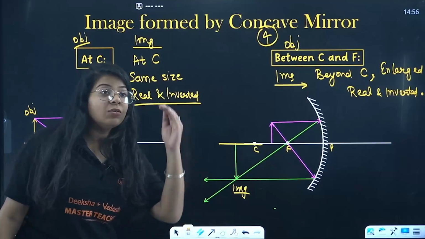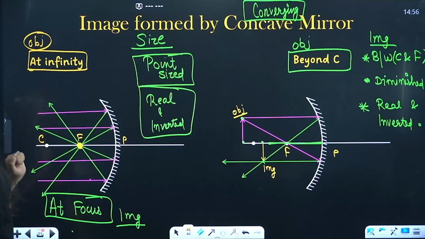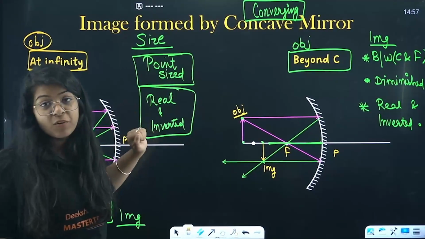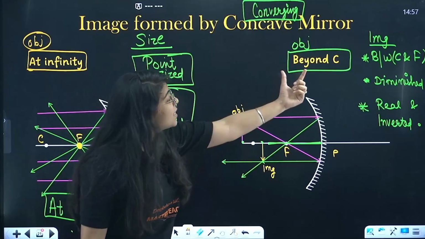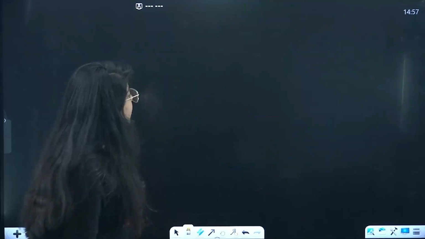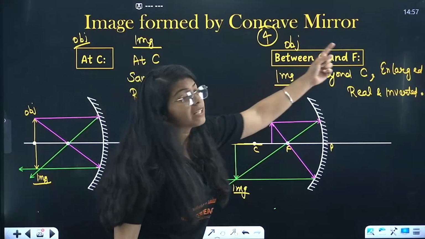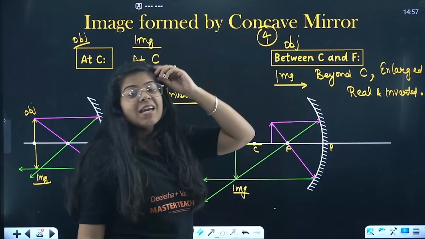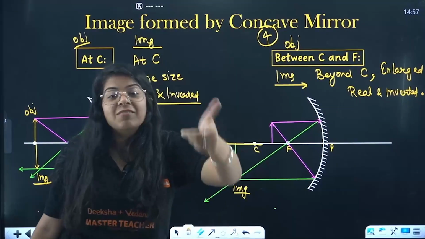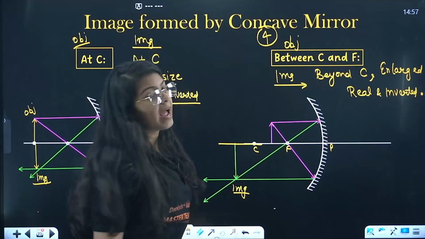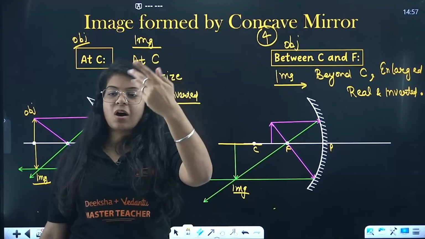Now did you see one thing? What happened? The object was at infinity, the image was being made at focus. The object was beyond C, the image was between C and F. And here in the next case it's just reverse. When the object is between C and F, the image is beyond C. Can you see that the relation has just reversed? And when the object was at C, the image is again at C. Done. 4 cases are already done.